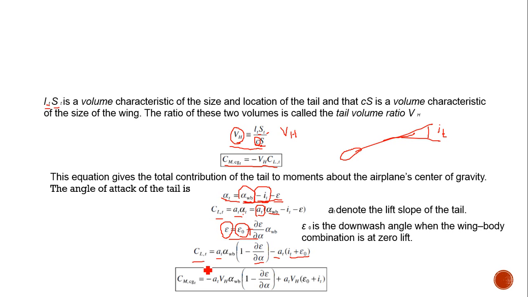So I'm substituting the CLT value here. We can get CMCG of tail, the moment equation about the center of gravity of the tail, equal to minus AT VH alpha B into 1 minus dou epsilon divided by dou alpha, plus AT VH into epsilon naught plus IT. So this is the equation for finding the moment about the center of gravity of the tail. So guys, please note these two formulas.